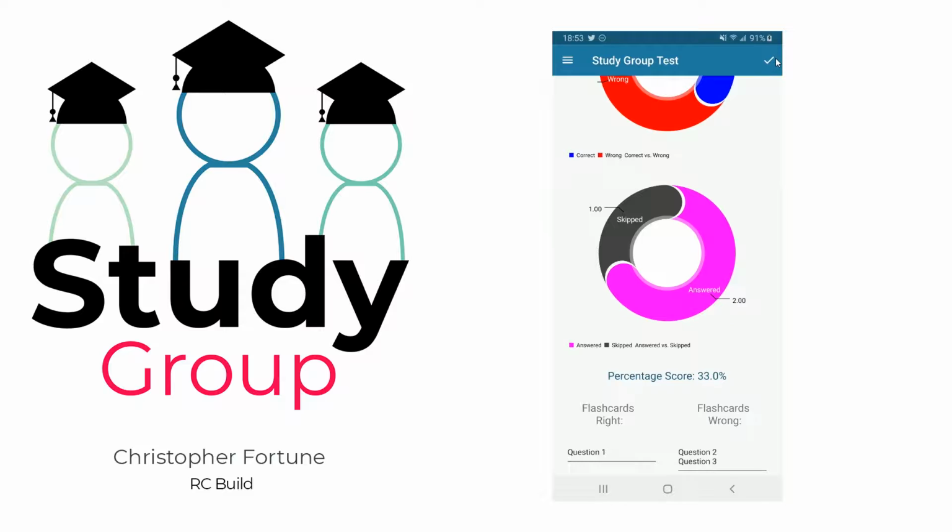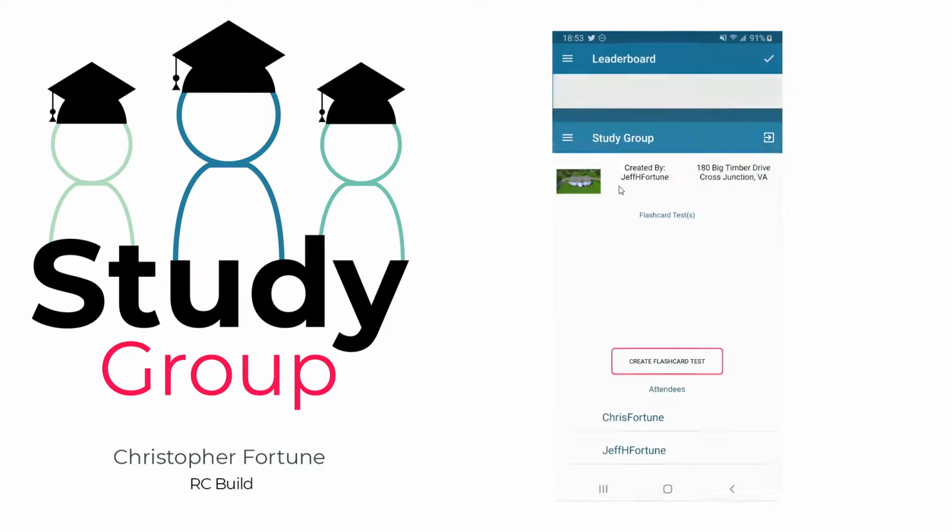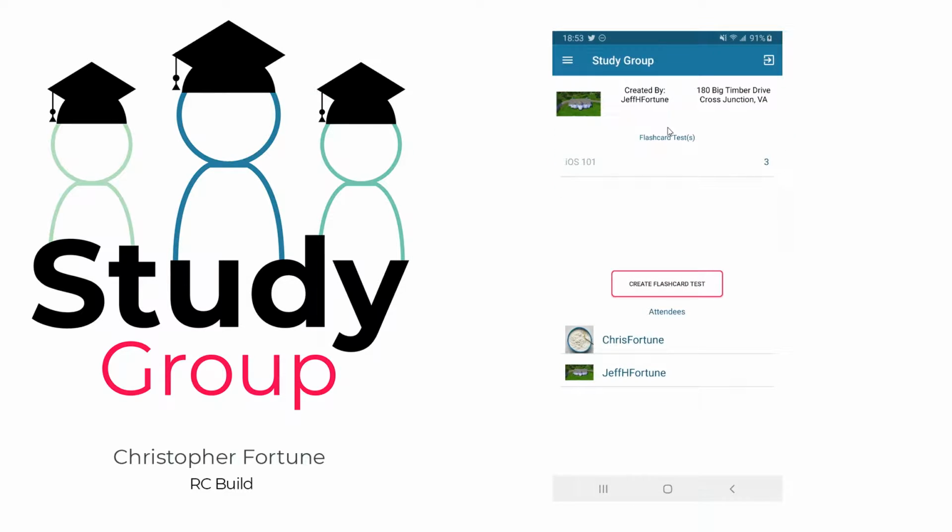After they've completed and they're done viewing these results, they have the ability to go ahead and view the leaderboard for this. There's currently an issue with the study group leaderboard, but that will be fixed very shortly. But from there, they're able to go back to the study group test and view their study group.